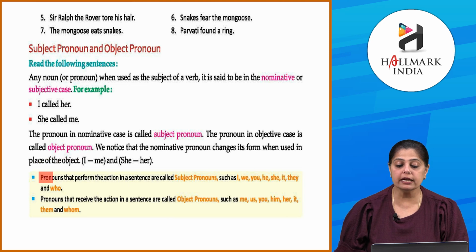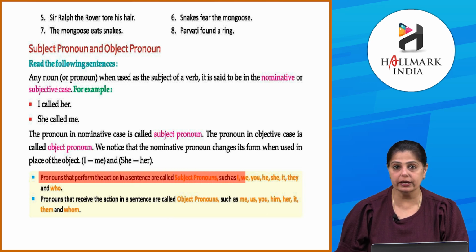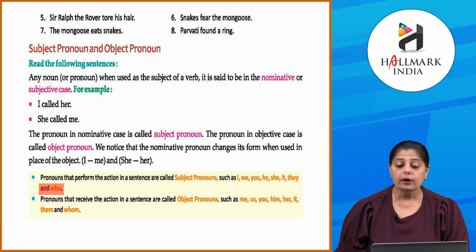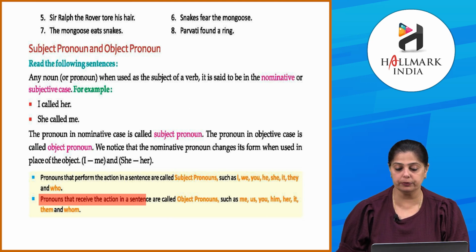So pronouns that perform the action in a sentence, जो action कर रहे वो है subject pronoun, such as I, we, you, he, she, it, they and who. And pronouns that receive the action in a sentence are called object pronouns, such as me, us, you, him, her, it, them and whom. Clear?